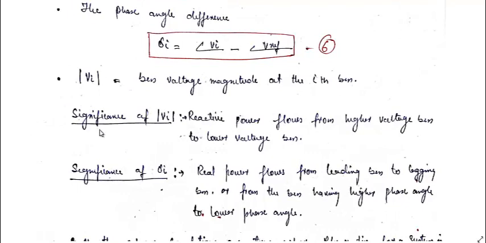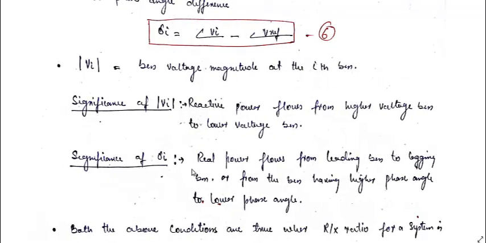So here we can first define what is the significance of V_i. You can see that reactive power flows from a higher voltage bus to a lower voltage bus. You also already know this. And the significance of delta is that real power flows from the leading bus to the lagging bus, that means from the bus having a higher phase angle to a lower phase angle. This is the significance of V and delta.